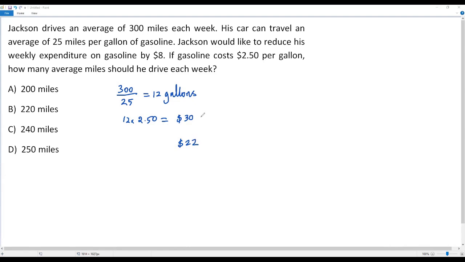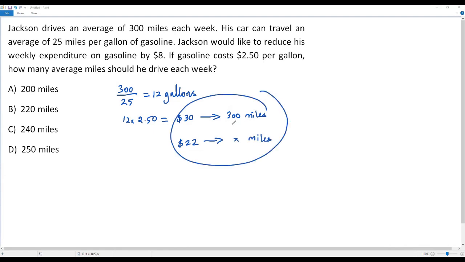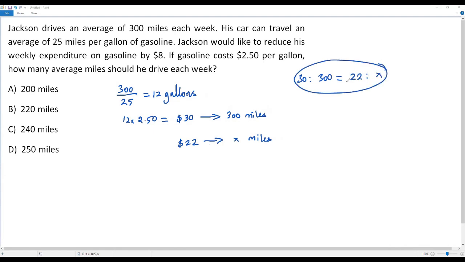Okay, here with $30, he can travel 300 miles. Let me write it over here. And how many miles can he drive with $22? That is the reduced expense. So we can assume that is X miles. Now, with this, we can set up the proportion. That is, for $30, he drives 300 miles, and with $22, he can drive X miles. Now we have to solve for X in this proportion.